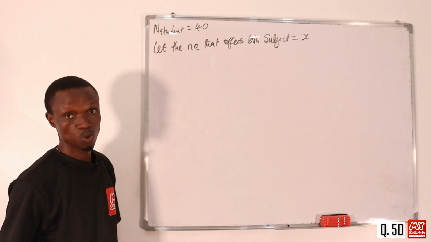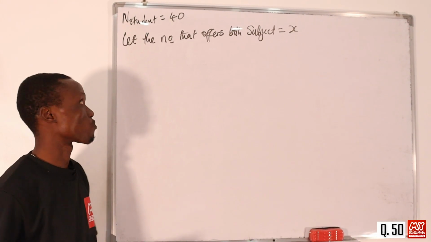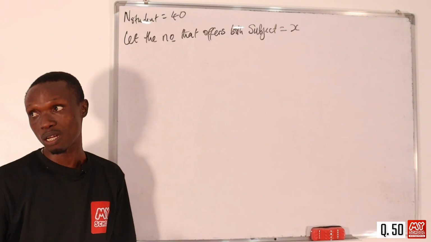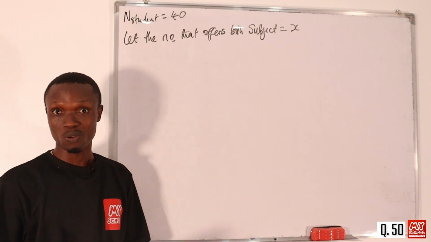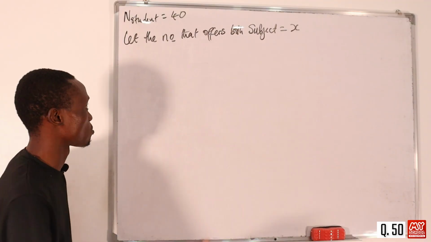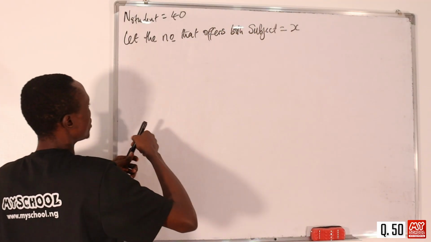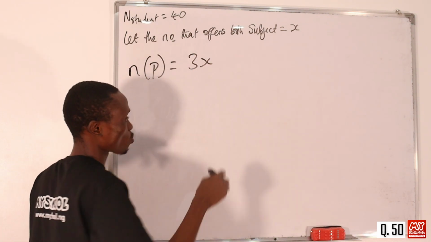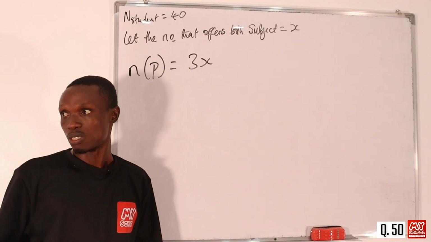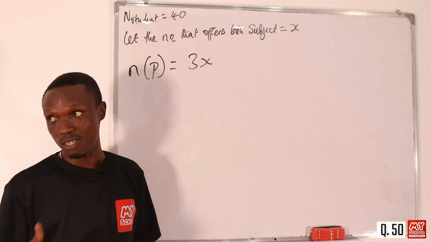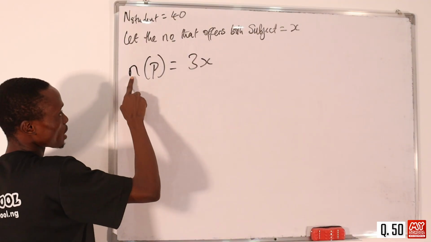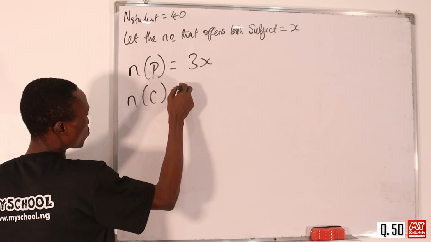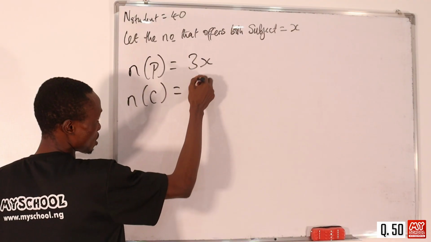So in this question, we were given the number of students to be equal to 40, and we are told that the number of students that offer physics is 3 times the number that offer both subjects. But we don't know the number of students that offer both subjects. So in that case, we will say, let it be x, so that the number of students that offer physics will now be equal to 3x. And we were also told that the number that offer chemistry is twice the number that offer physics. So the number that offer physics is 3x, so the number of those that offer chemistry will be 2 times the number that offer physics, which is 6x.